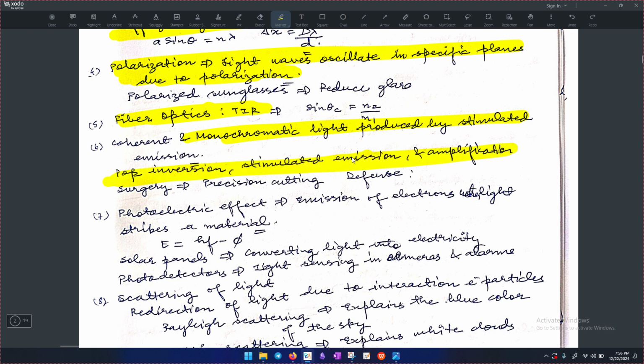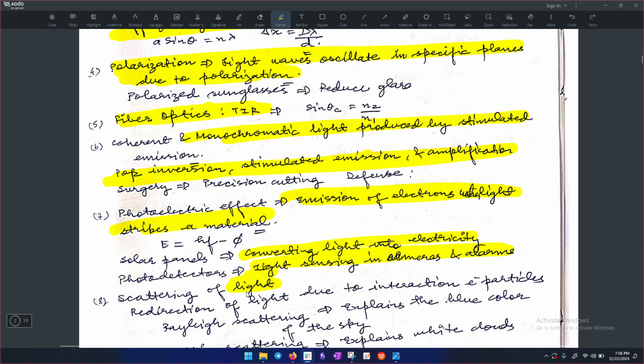Surgery is basically precise cutting. Photoelectric effect is emission of electrons when light strikes a material. The photoelectric effect is used in solar panels for converting light into electricity. Photodetectors, light sensing in cameras and alarms.